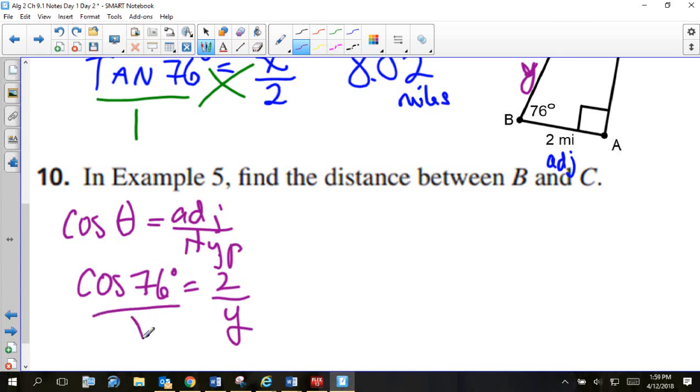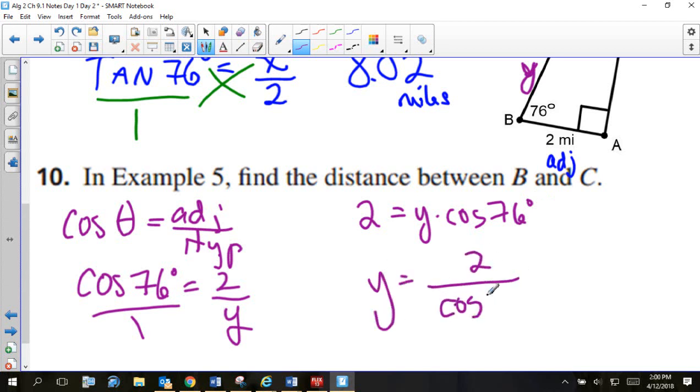We cross multiply. You get 2 equals Y multiplied by cosine 76. But that is not solved for Y. We have to divide both sides by cosine 76. Type it in your calculator. Good. Units. So when we do real life stuff, make sure we put our units down.